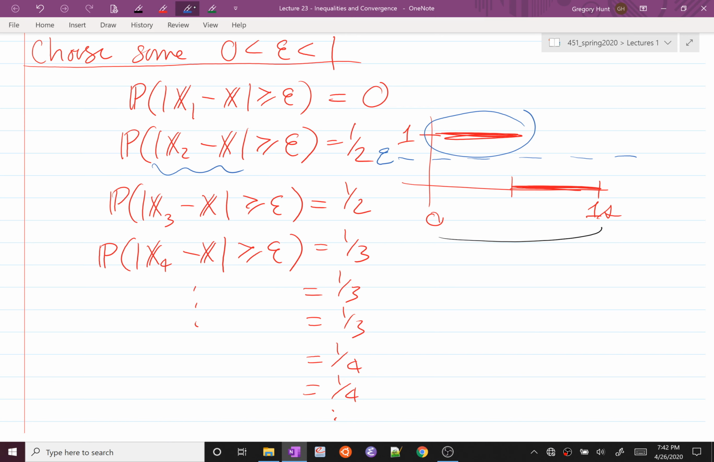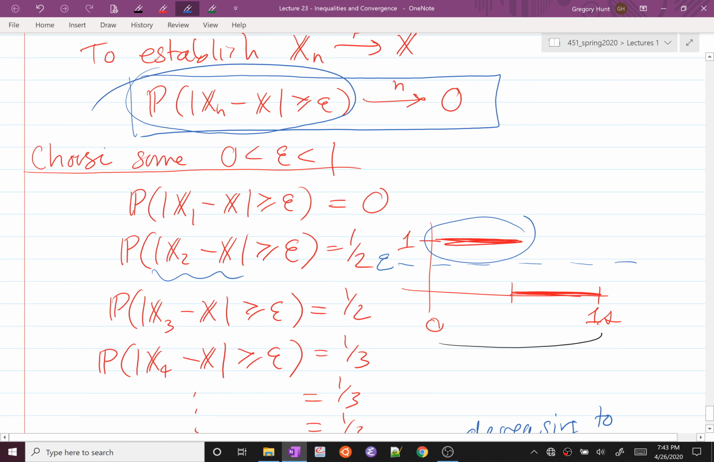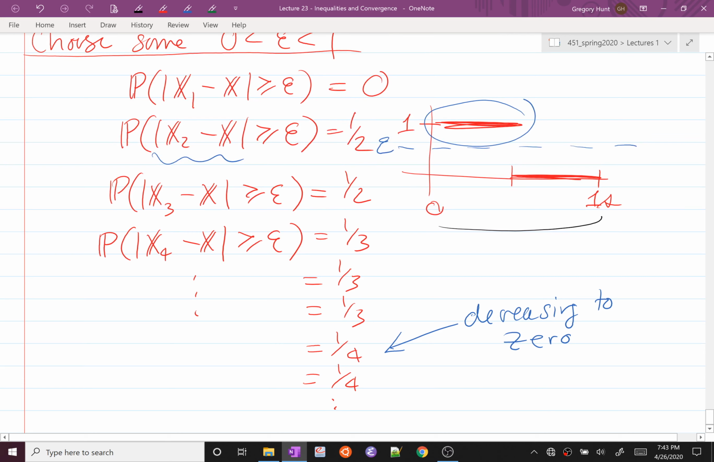And these are going to keep decreasing. So the sequence is decreasing to 0. And that's exactly what we want. That is convergence in probability. Again, we have to show that the sequence of the probability that xn minus x is bigger than or equal to epsilon, as n gets bigger, this sequence of probabilities that we can calculate better go to 0. And I'm just making some argument that this thing ticks all the way down to 0.